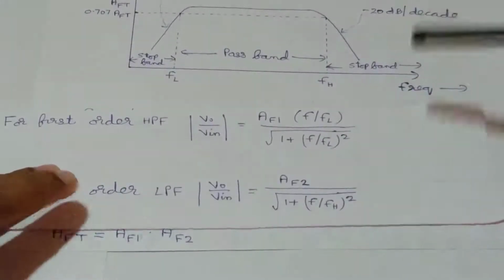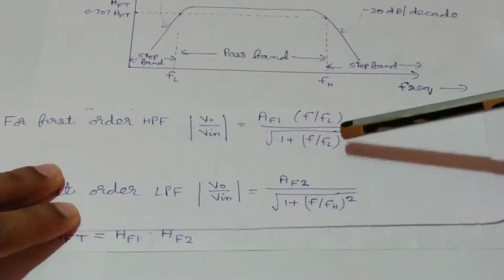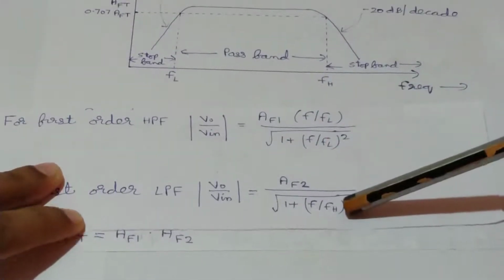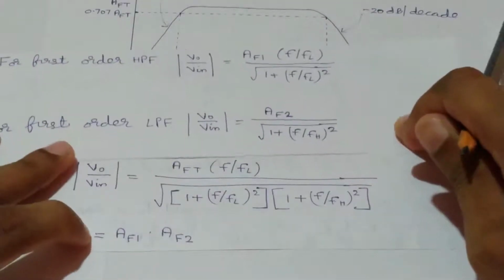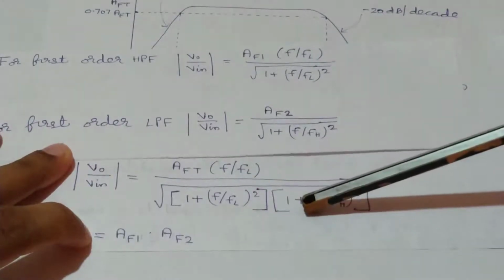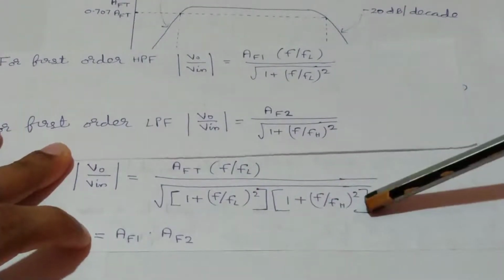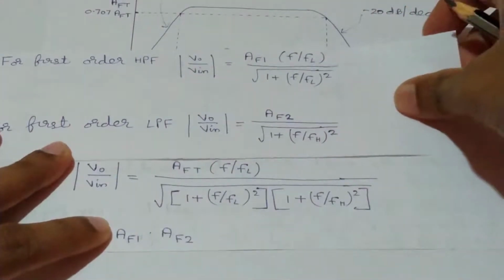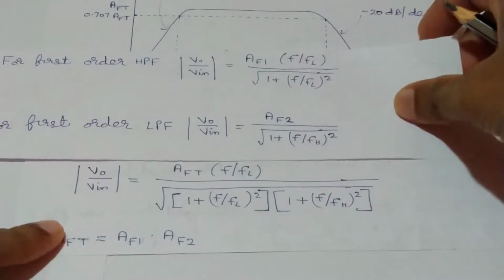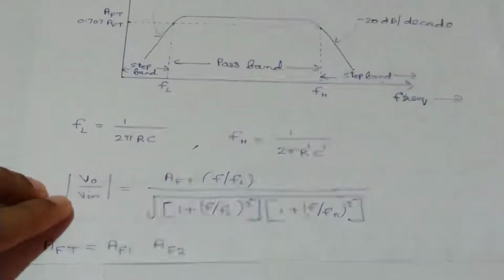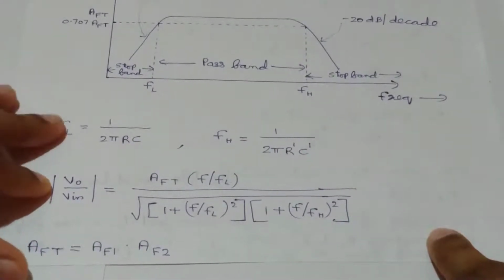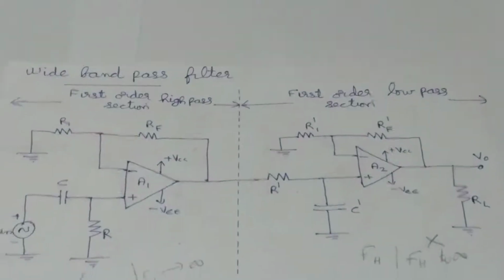Then when we consider the denominator, we need to multiply these two. So in the denominator we will get the square root of 1 plus (F divided by FL) square into 1 plus (F divided by FH) square. So simply by multiplying the mod V out by V in equations of the first order high pass and first order low pass filter sections, we will get this mod V out by V in equation of this wide bandpass filter. Now let's consider the design of this wide bandpass filter.